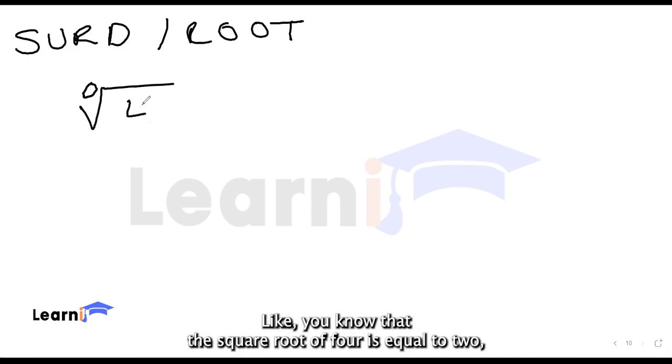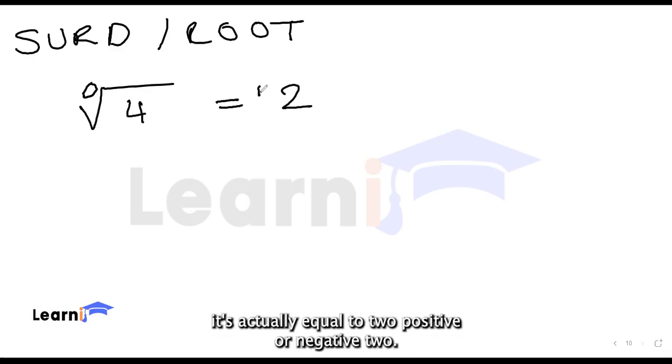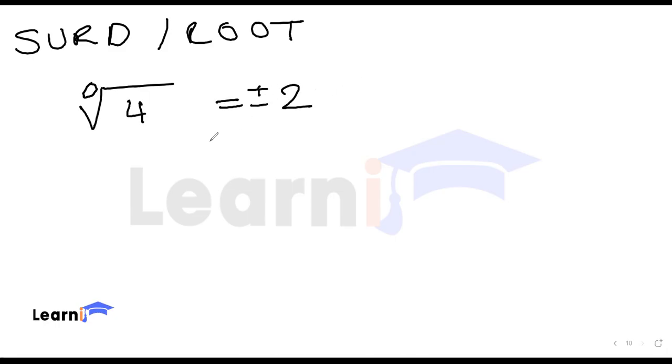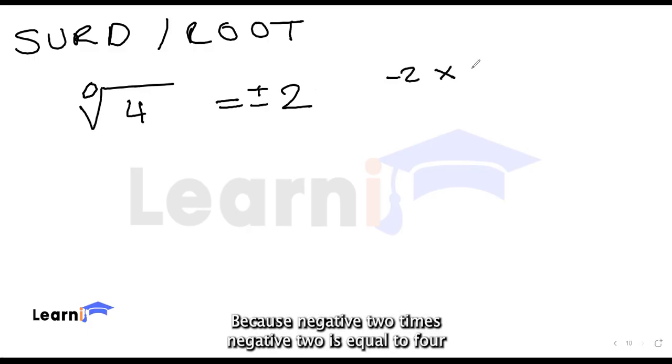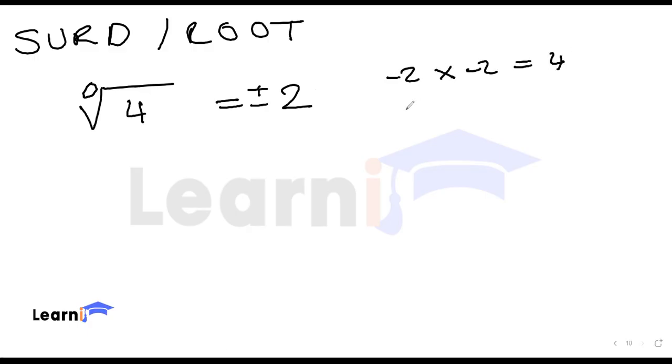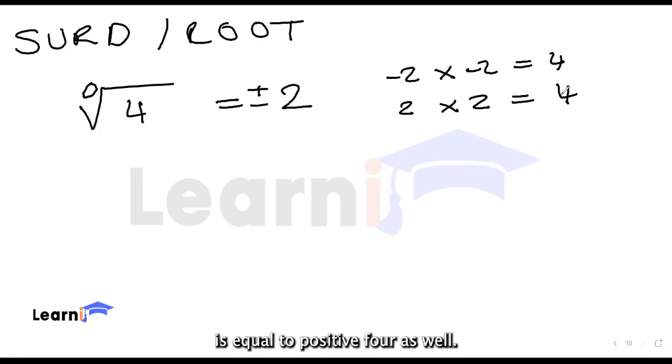Like you know that the square root of 4 is equal to 2. It's actually equal to positive or negative 2, because negative 2 times negative 2 is equal to 4, and positive 2 times 2 is equal to positive 4 as well. So that's what a surd is.